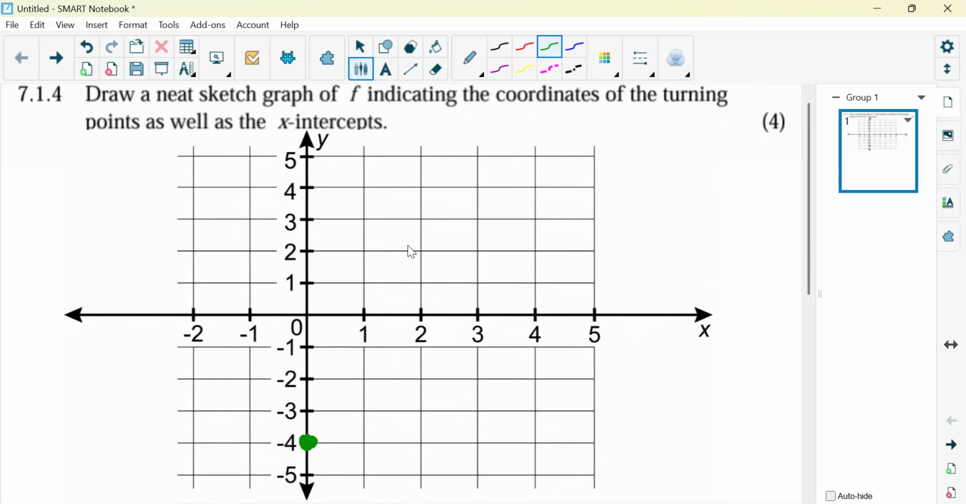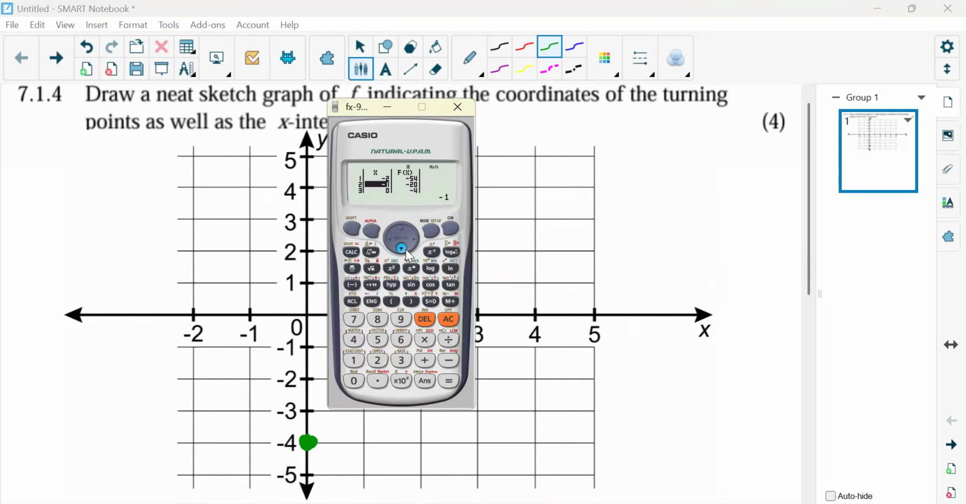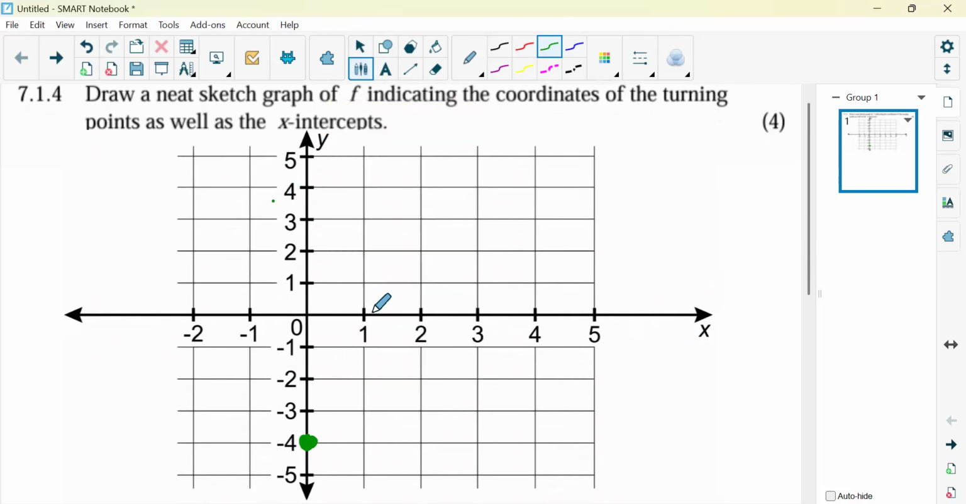In the table, let me check. We have, after 0, 1 goes with 0. Yeah, so you just put a dot there. Yeah, 1 goes with 0. And then from there you go to 2.